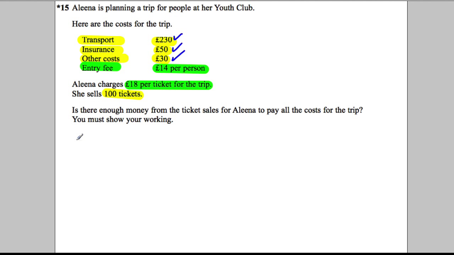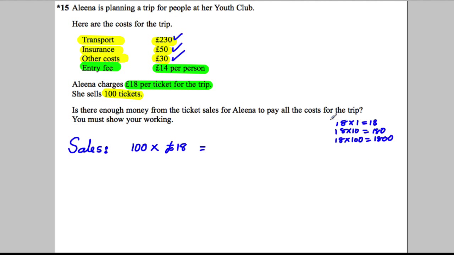Firstly, let's work out how much she gets from sales. Well, she sells 100 tickets, and they're £18 each, so multiplied by £18, okay? And what's that going to be equal to? Now, if you make mistakes with your multiplying by tens, just go over here and write, what's 18 times 1? It's clearly 18. What's 18 multiplied by 10? Well, it's 180. So what's 18 multiplied by 100? Well, it must be 1800. So if you're making consistent errors with zeros, just take a bit of extra time. The answer is 1800.